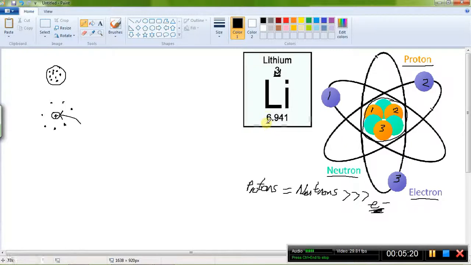And actually this number down here is the atomic weight, and that'll be a different lesson, and actually there should be another neutron down here for this to be accurate, but don't worry about that too much now. Those will be lessons down the road.